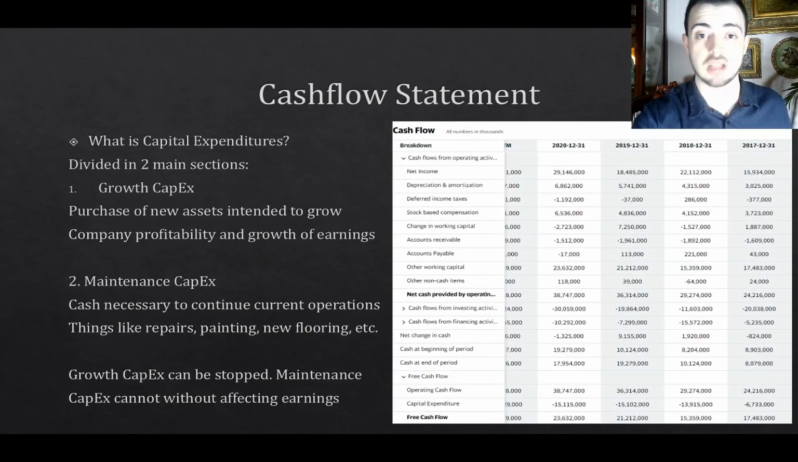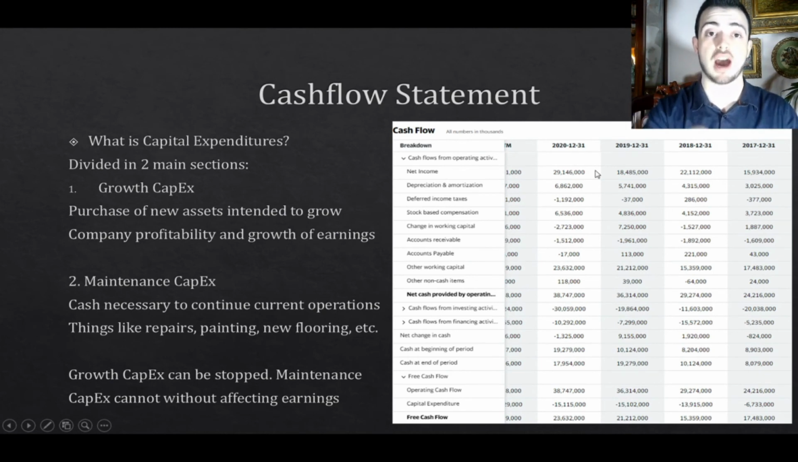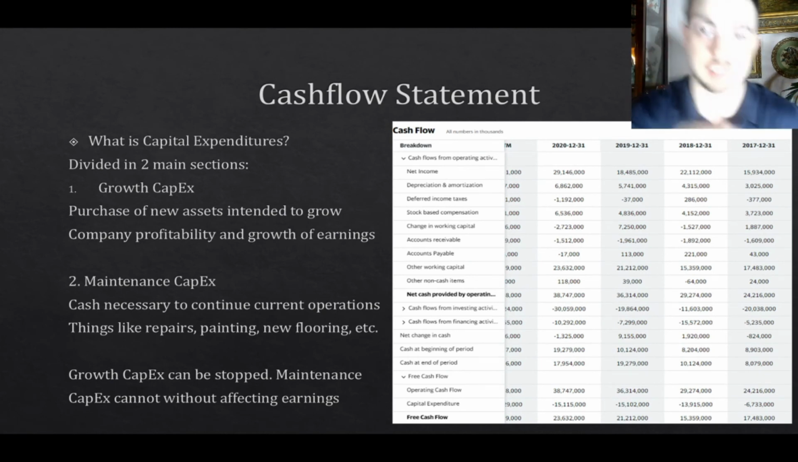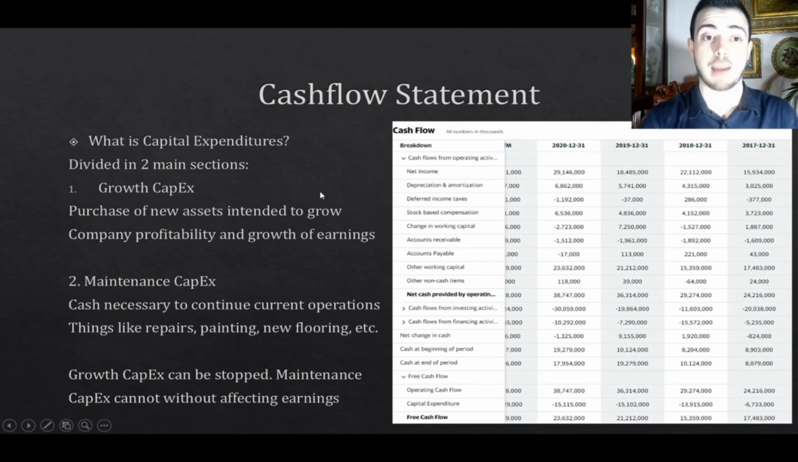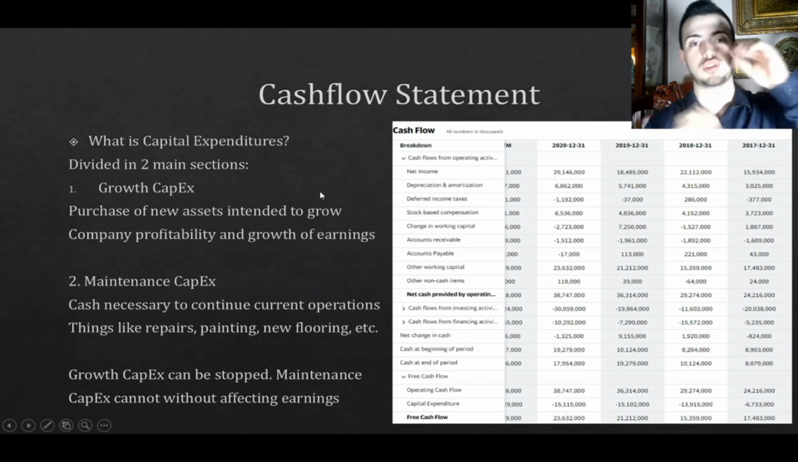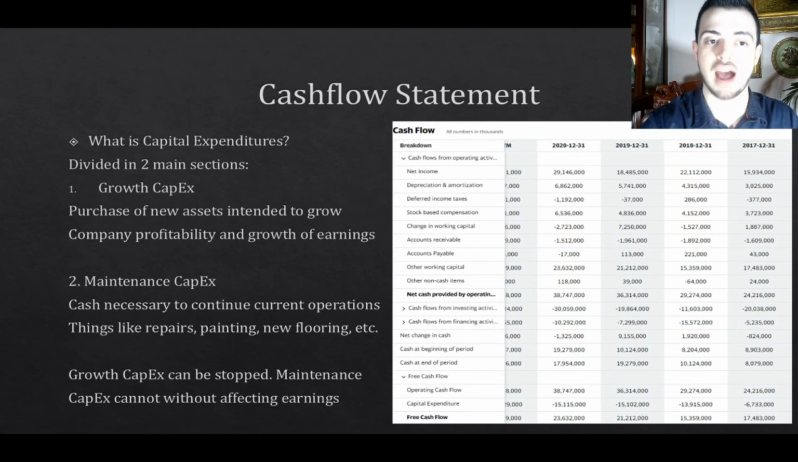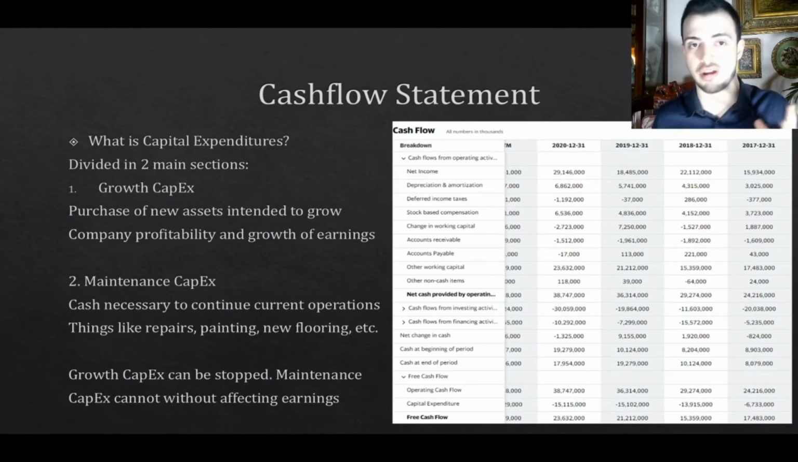So first off, right here we have the cash flow statement of Facebook. Again, it's the same company as the income statement. What is capital expenditures? It's divided in two main sections. You have what we call growth CapEx and you have maintenance CapEx. Growth CapEx is the purchase of new assets intended to grow the company's profitability and growth of earnings. What this means is that this is the amount of money from the CapEx that the company is investing in itself, kind of like the R&D. It's all connected.